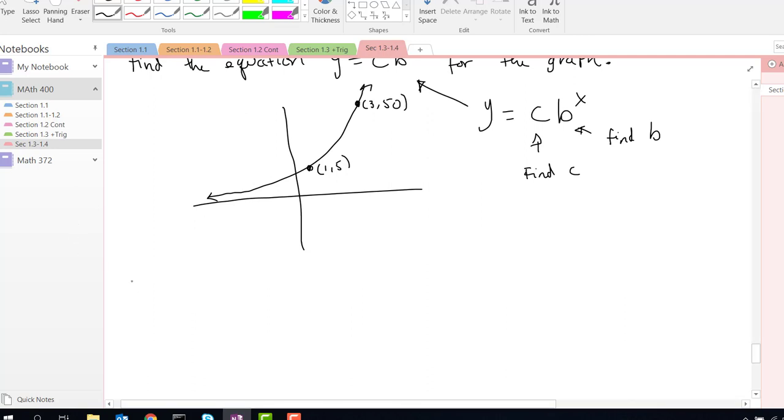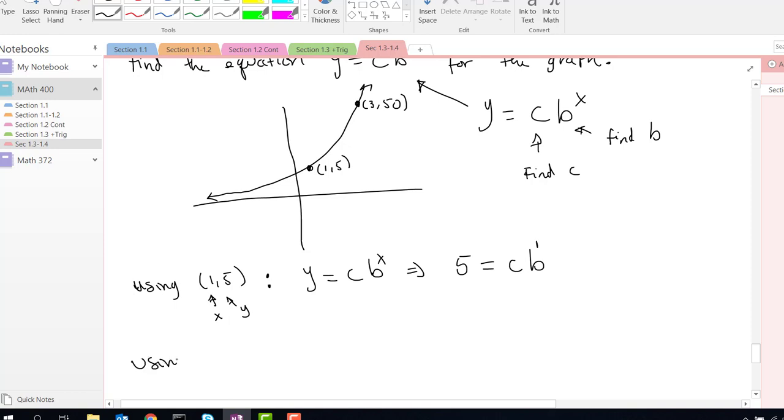So using the point 1, 5, now remember that's the x value and that's the y value. So using the point 1, 5, in y equals c b to the x, this becomes 5, because that's my y value, equals c b to the 1, because x is 1. And I can solve for one of them.